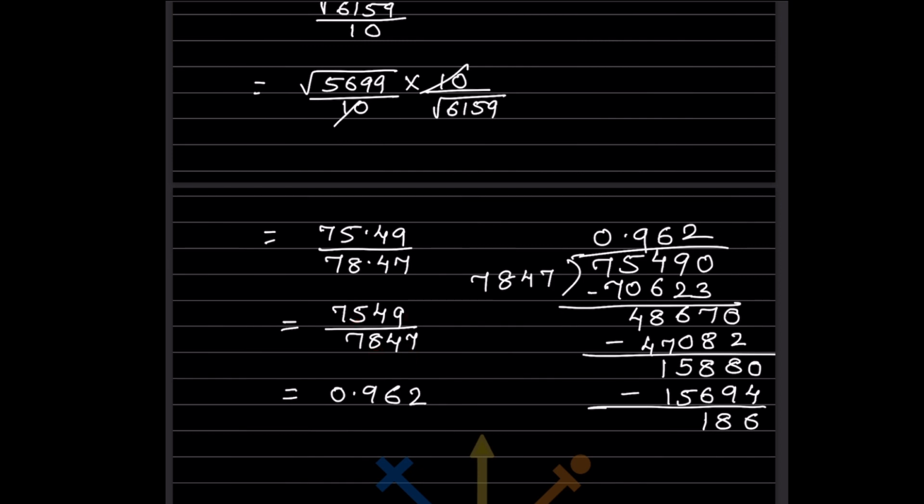So what we can do, this is a smaller number. So we are going to add one 0 over here. Since we are adding 1 zero over here, that is going to be 0 point. And then later on you can do the division. So approximately the answer is 0.962. So this is the answer.